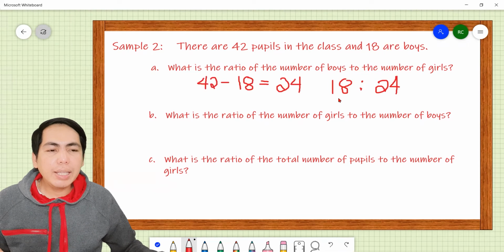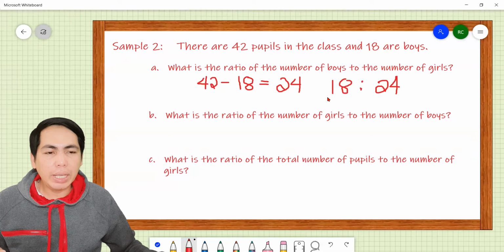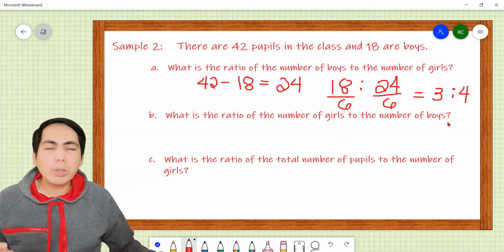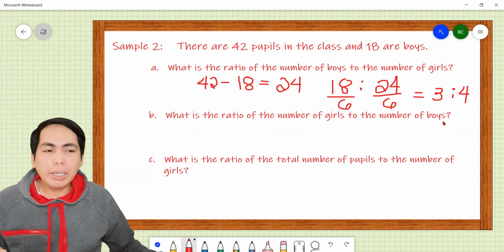So since 18 and 24 can be divided equally by 6, the GCF is 6. So 18 divided by 6 will give us 3, and 24 divided by 6 is equal to 4. So meaning to say that there are 3 boys for every 4 girls in the classroom, because the ratio of boys to girls is 3:4.